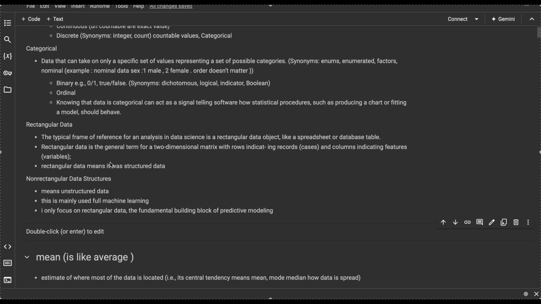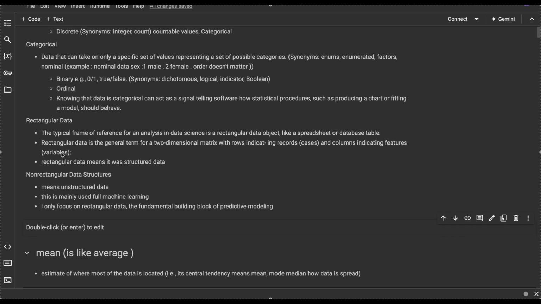Next one is data structure. Data structure comes in two forms, rectangular data and non-rectangular data. Most data scientists or data analysts work with rectangular data. Data that is not rectangular can be transformed into rectangular data to facilitate analysis.